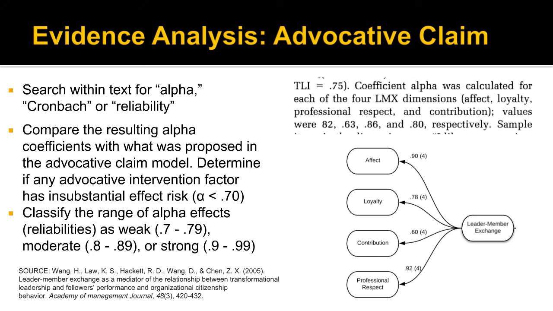We would next classify the reliabilities of the two consistently substantive intervention factors. The advocative model diagram is shown on the bottom right to facilitate this analysis. Affect reliability ranges from 0.82 to 0.90. Professional respect reliability ranges from 0.86 to 0.92. Averaging these effects produces a mean reliability estimate of 0.86 for affect and 0.89 for professional respect. We can conclude that both of these intervention factors have moderate reliability.